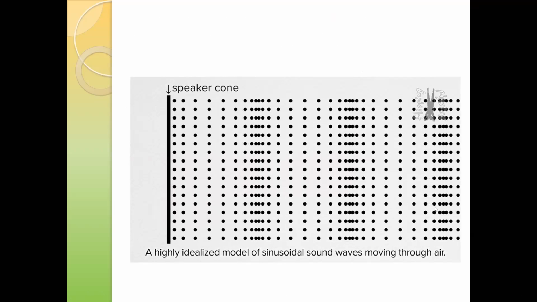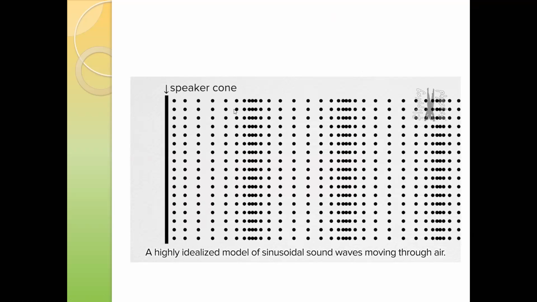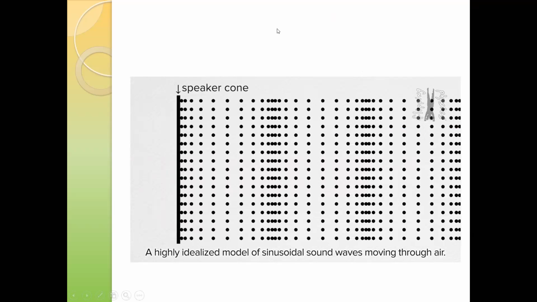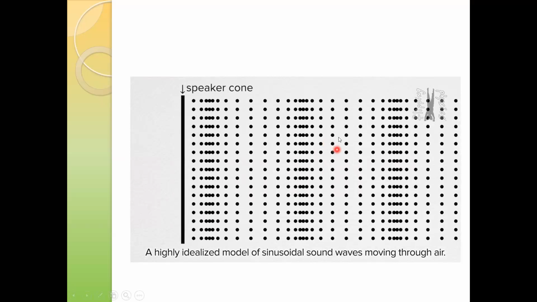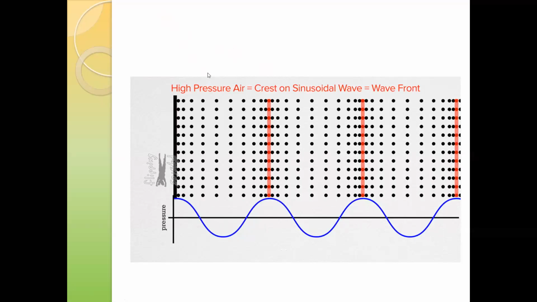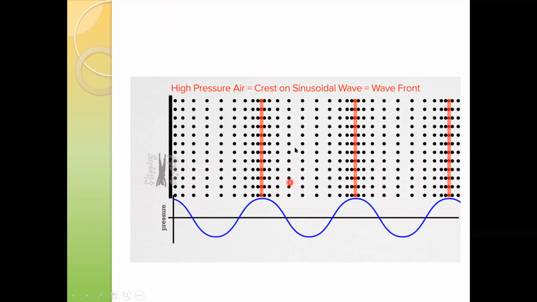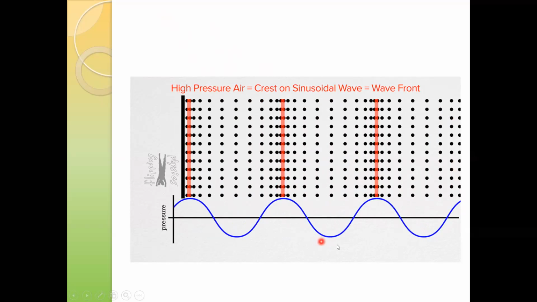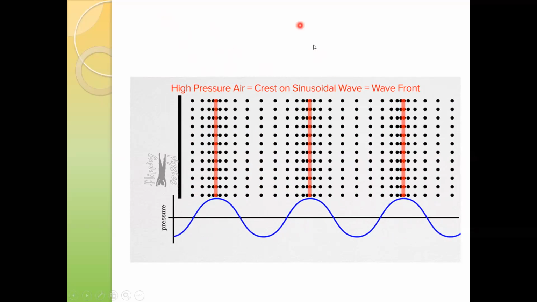So sound travels from one place to another by compression and rarefaction. You can see the particles are closer, that's compression, and where the particles are away, that's known as rarefaction. In terms of pressure, compression is a region of high pressure, and in the rarefaction, because the particles are away, there is a low pressure.